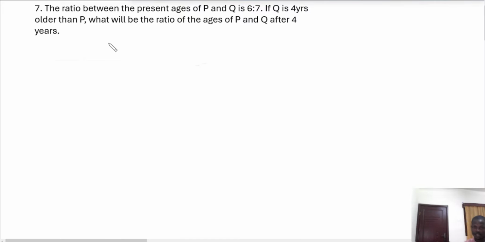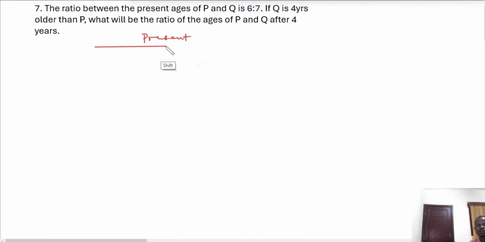We don't know the present age of P, but we are told that Q is 4 years older than P. So we say let the present age of P equal P. Let me draw a straight line for this. The present age of P, let's say it's P, and this is Q.